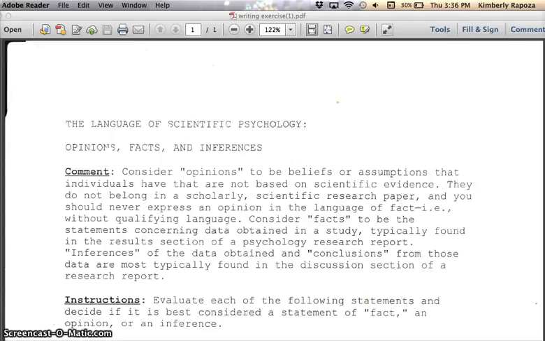But in science, this is acceptable. If we're both using the same set of facts and debating or concluding things from those facts, that is fine. And often in the discussion section of a research report, or sometimes in the literature review, you find inferences.